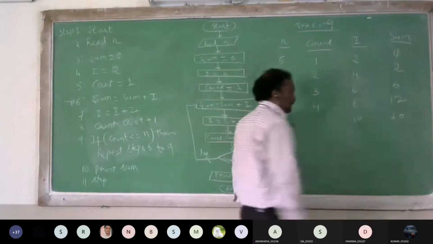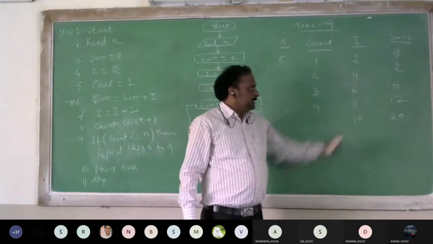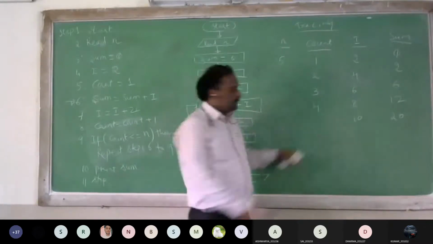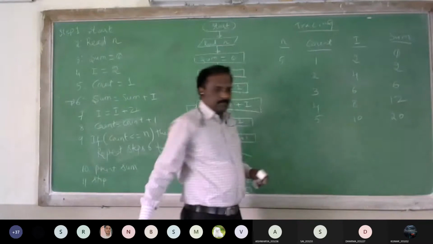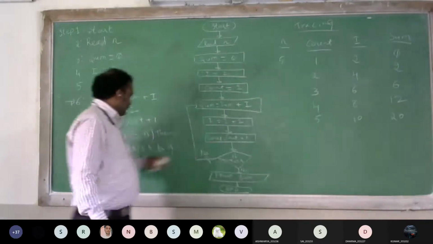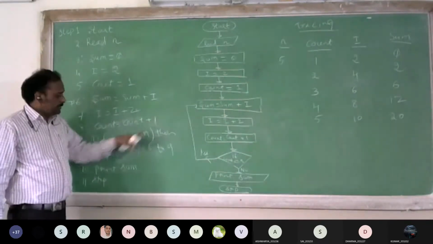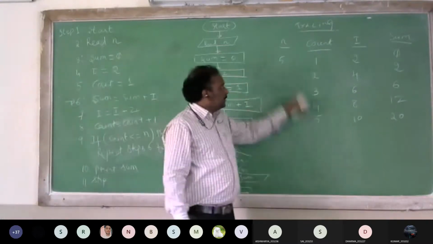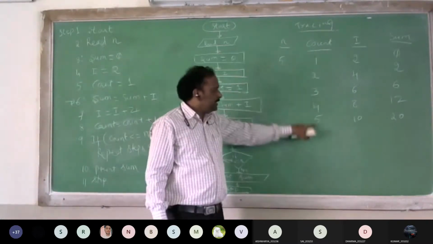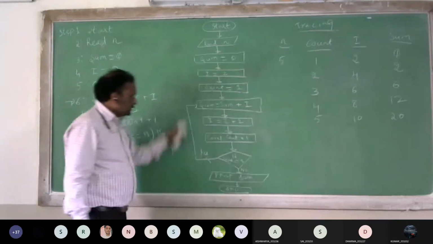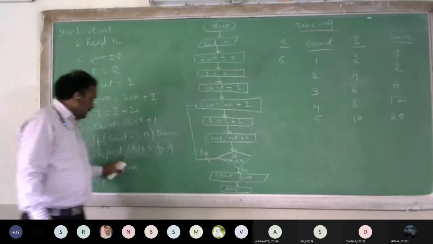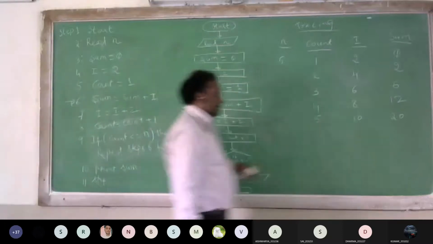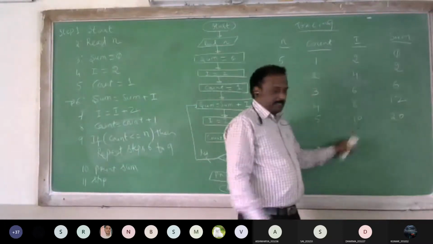Get the next even number. The next even number is 8 plus 2, it is 10. Increase the count. Count is equal to count plus 1. If count is less than or equal to n, is 5 less than or equal to 5? Yes, 5 is equal to 5. Go to the yes part. Repeat step 6. Step 6 is sum is equal to sum plus I. 20 plus 10, 30.